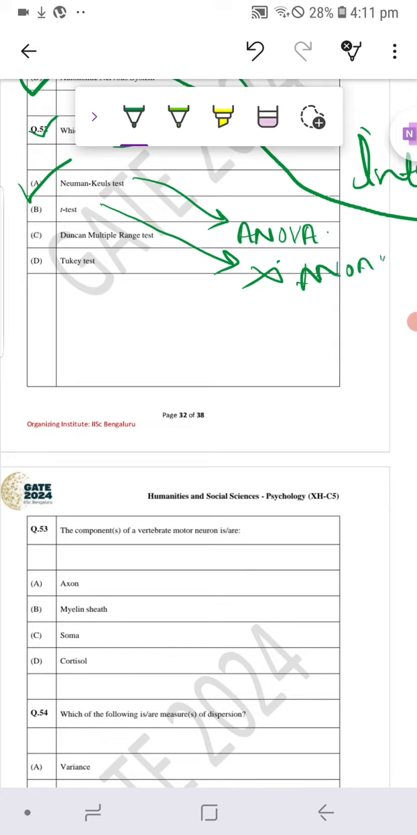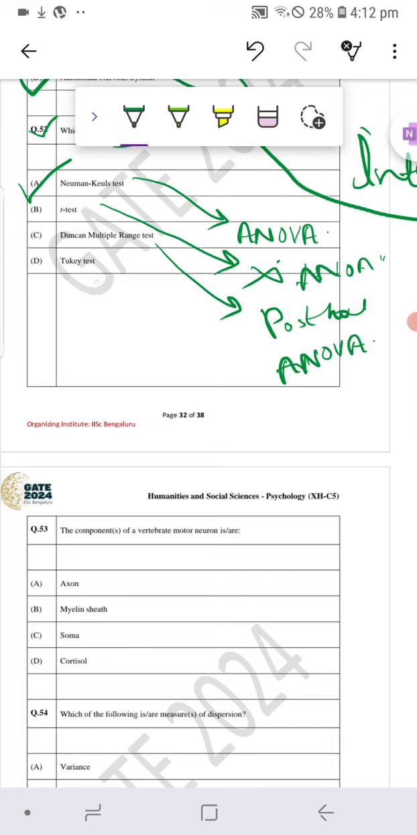Next is your Duncan multiple range test, which is another post hoc test. It is a post hoc test over here, and it is used after ANOVA, analysis of variance.